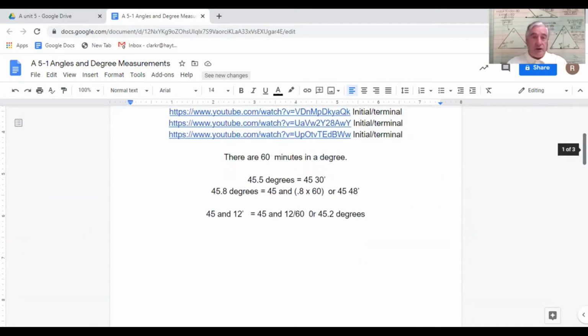There are 60 minutes in a degree, just like there's 60 minutes in an hour. There are 60 seconds in each minute. Right now, let's just talk about the minutes. 45.5 degrees would be the same thing as 45 degrees and 30 minutes. 45.8 degrees would be 0.8 of 60, or 45 degrees and 48 minutes. 45 degrees and 12 minutes: we put that 12 over 60, make it a decimal, and we would get 45.2 degrees.